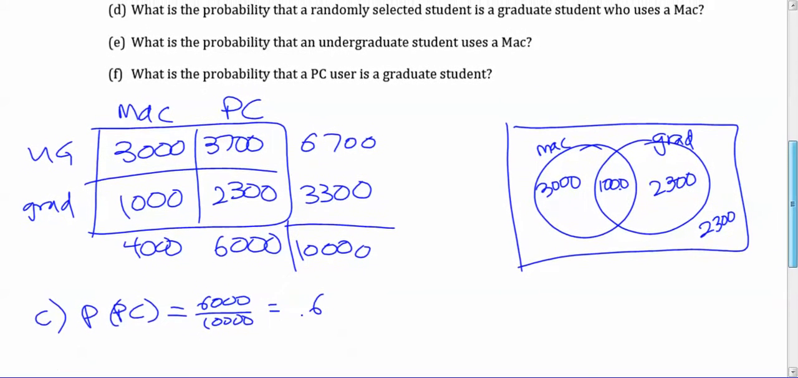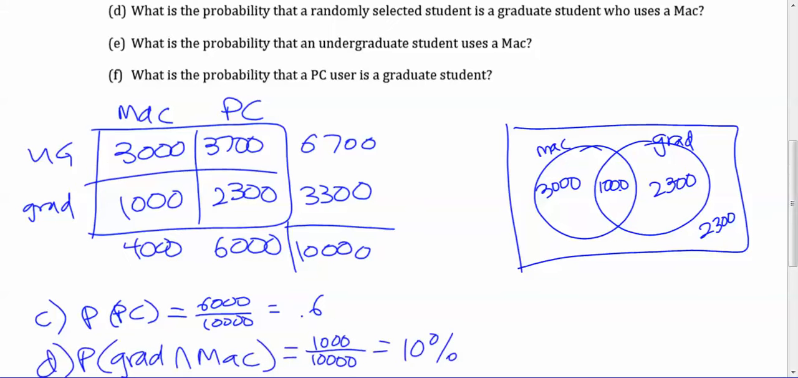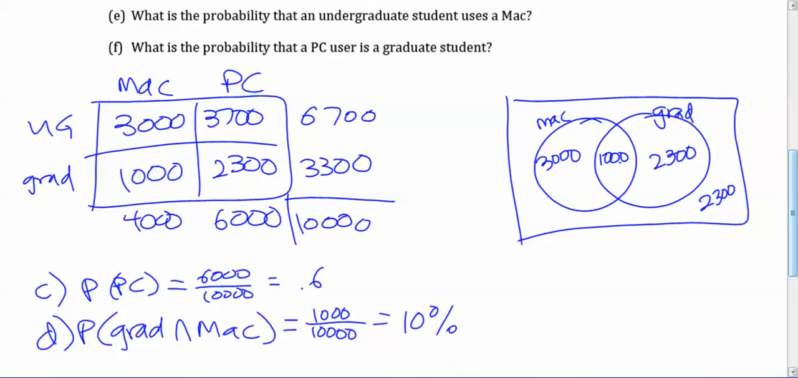Part D, what is the probability that a randomly selected student is a graduate student who uses a Mac? So they are a graduate student and they use a Mac. So I'm going to take the number of students who are graduate students and use Macs out of the total, and you should get something like 10%. Again, if you give a proportion, if you give a percent, if you give a fraction, all of these things are okay.